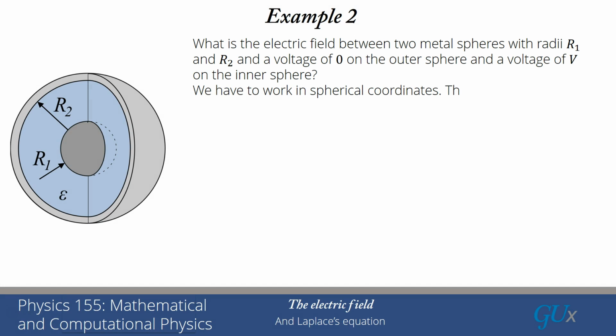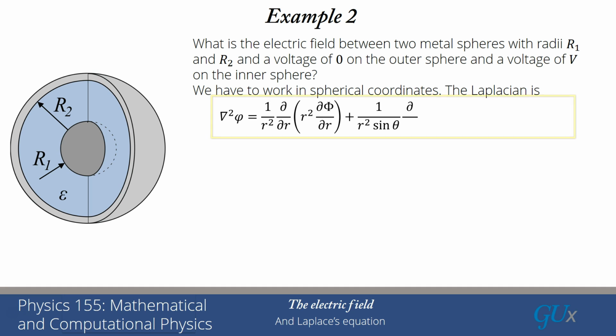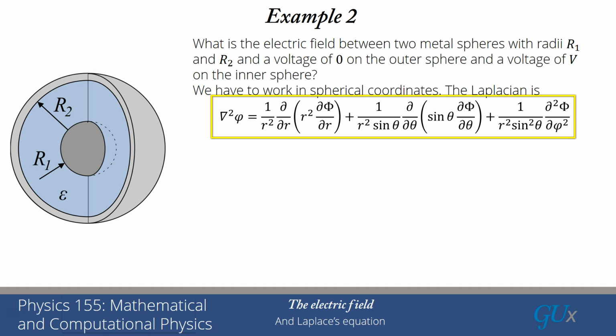So it's best to work in spherical coordinates for a problem that involves a sphere, and now we have to work out what is the Laplacian in spherical coordinates. It turns out that Laplacian is 1 over r squared d by dr of r squared d phi by dr plus 1 over r squared sine theta d by d theta of the quantity sine theta d phi by d theta plus 1 over r squared sine squared theta d squared phi d phi squared.